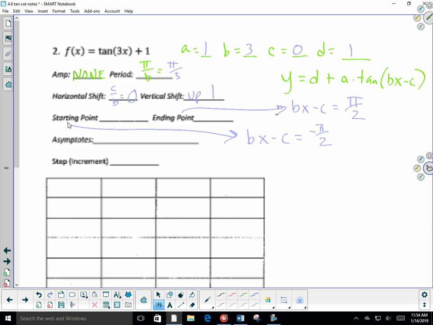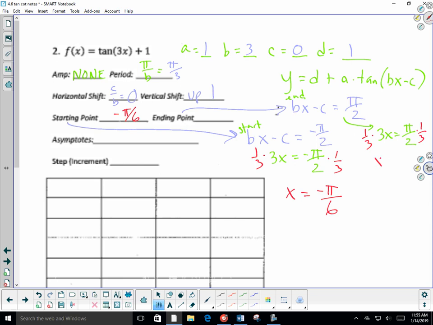So in this case, our bx minus c is really 3x. So I set that equal to negative pi over 2 to get our starting point. This is to get our start. This is going to be to get our ending point. At this point, I'm going to multiply both sides by 1/3, and so I'm getting x equals negative pi over 6. So I know my starting point is negative pi over 6. For my ending point, I'm setting bx minus c equal to positive pi over 2, so I get 3x equaling positive pi over 2. Again, I want to multiply both sides by 1/3, and so my ending point is going to be positive pi over 6.